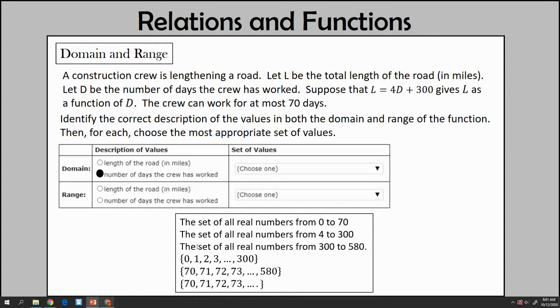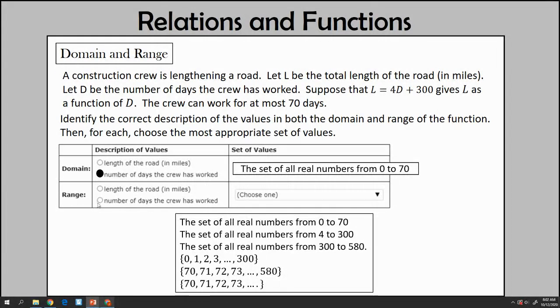So of these collections, the set from 0 to 70, the set from 4 to 300, the set from 300 to 580, the set of 0 to 300, the set of 70 to 580, the set of 70 to infinity, which one of these fit? Well, we could work 0 days up to 70 days. So the set of all real numbers from 0 to 70 is my best choice, based on the information.